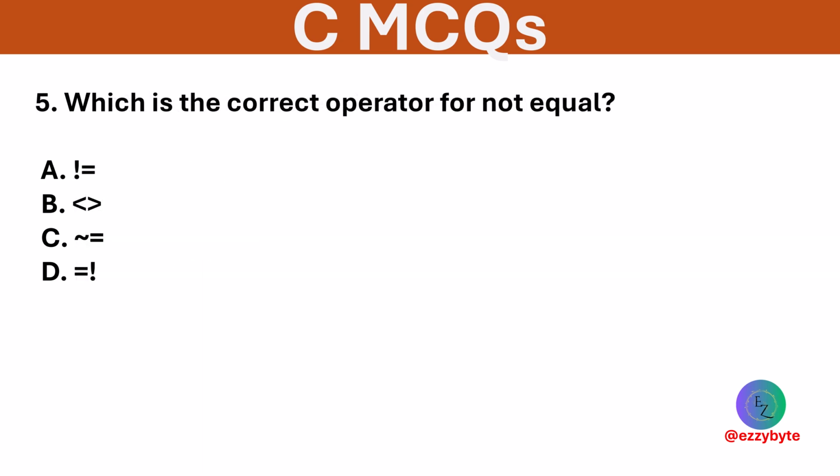Which is the correct operator for not equal? Options are not equals, angle bracket, tilde equal, equals not. Option A is correct, not equals. Not equals checks if two values are not equal.